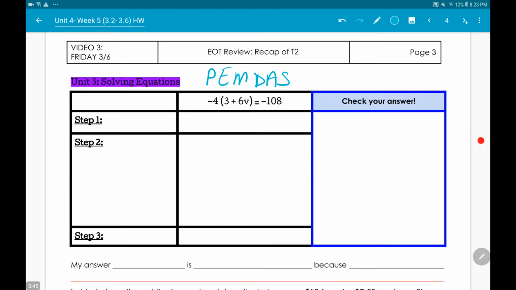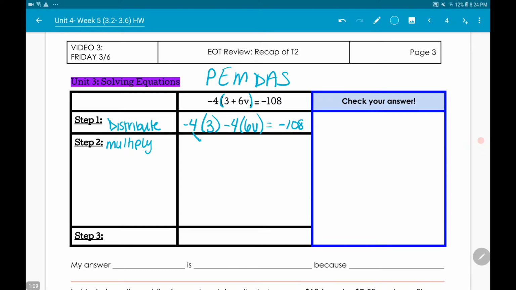So let's do this. Step 1. There are parentheses here. So step 1, I have to distribute. So let's go ahead and write out that distribution step. Okay. Step number 2 now, we actually have to multiply. So there's a step missing. So we gotta multiply next.